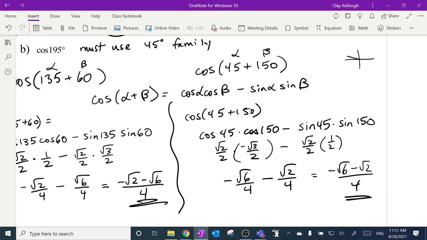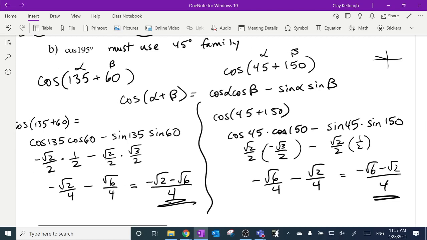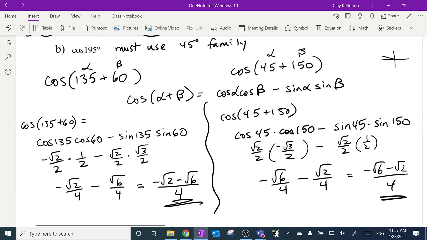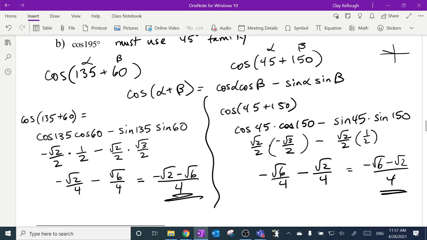Ta-da. So there we go. Doesn't matter, as long as you come up with something that's right, that works. Different people could come up with different values. So there we go. That was example 2.